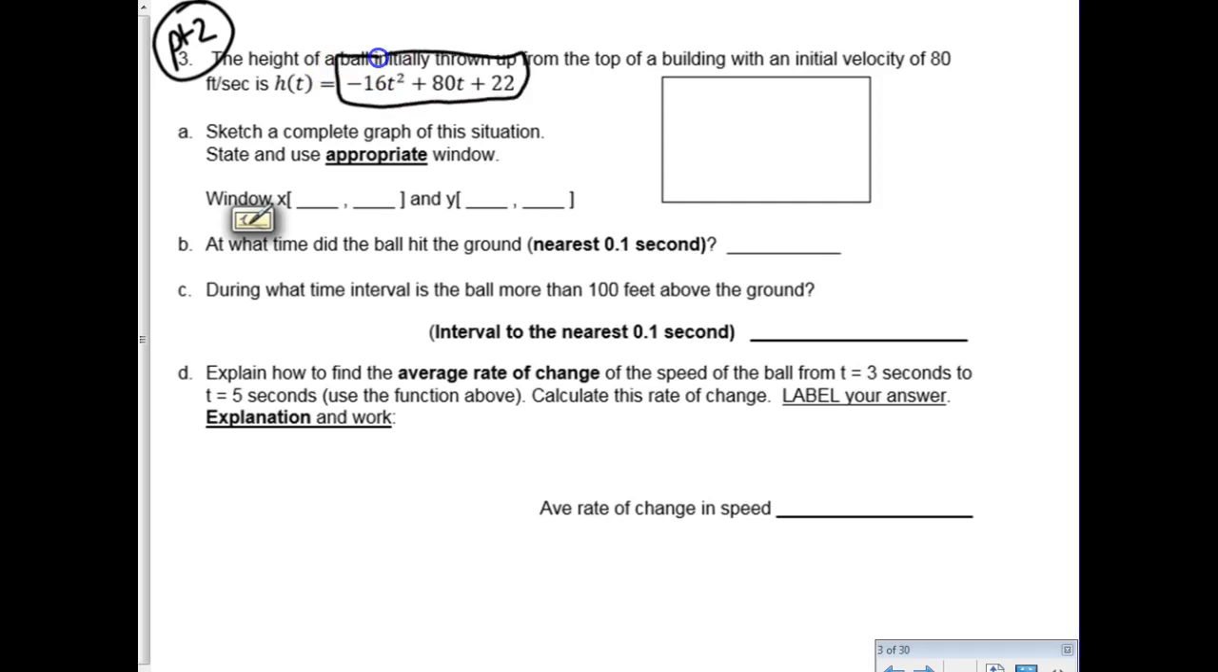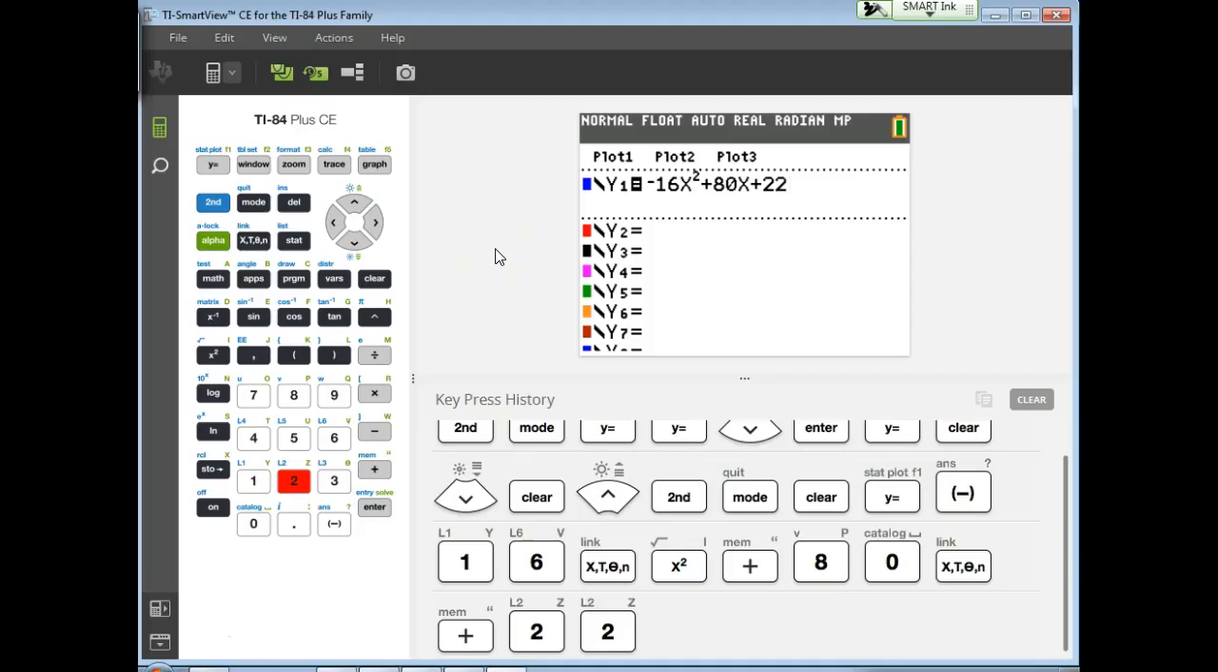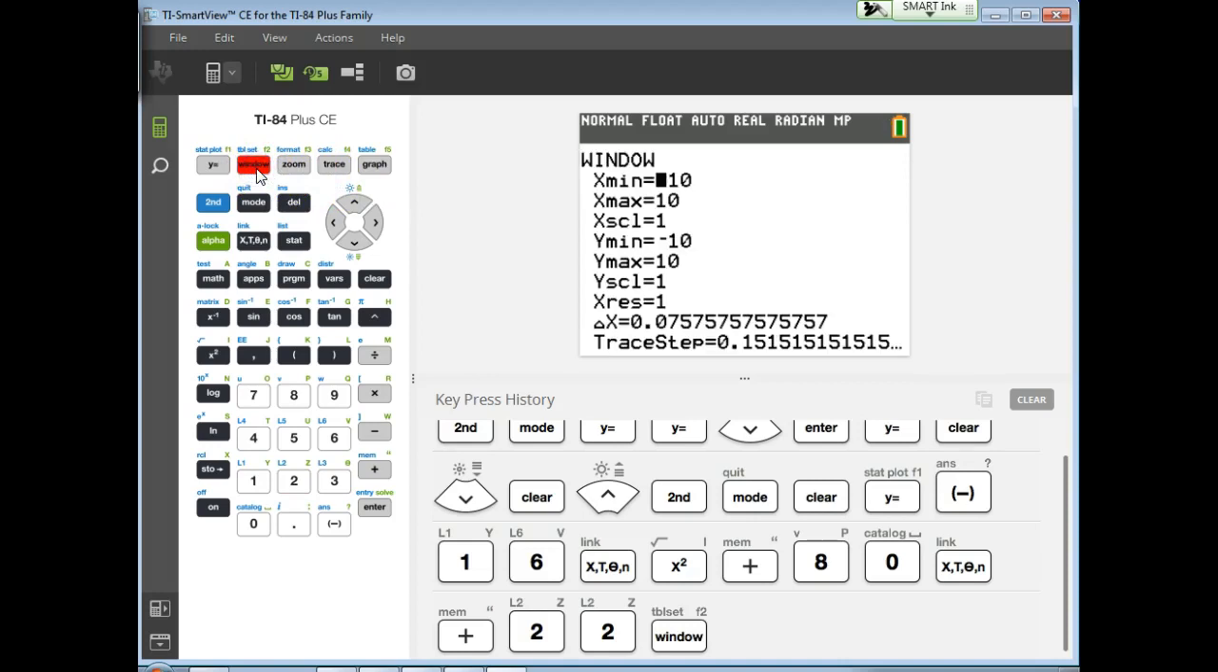But we're going to need to get this typed into y1 in our calculator. So pause the video, get everything typed in. So I'm currently in the standard window, and that window will not be appropriate. And that's actually the first question. They want you to sketch it, and they want you to determine an appropriate window. So instead of zoom fit and playing with the window that way, just use your brain a little bit, guys.